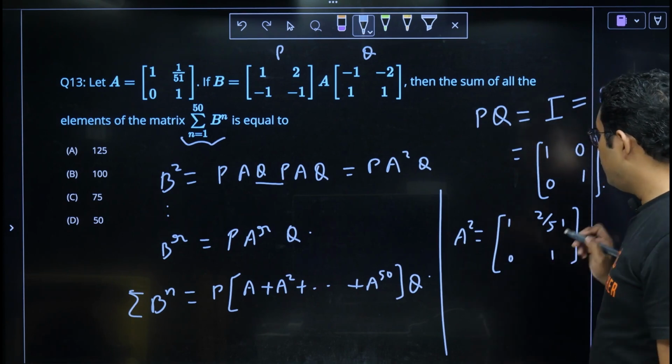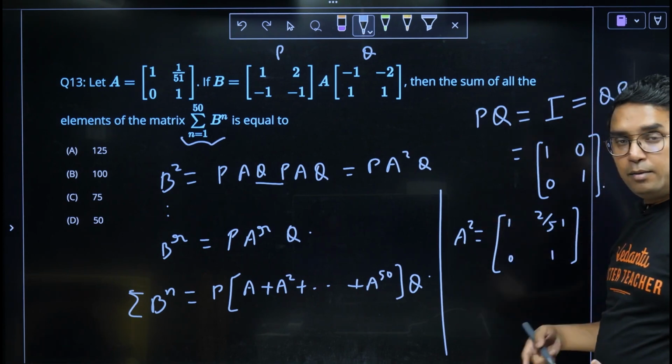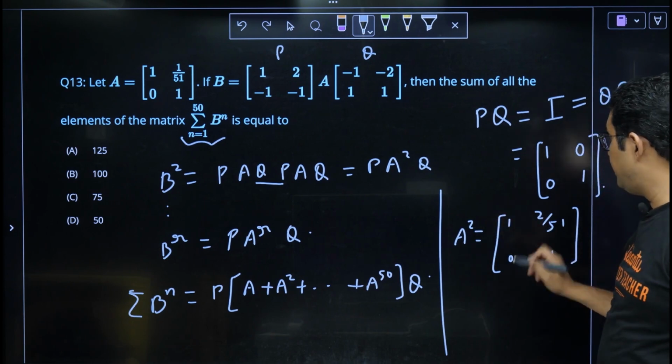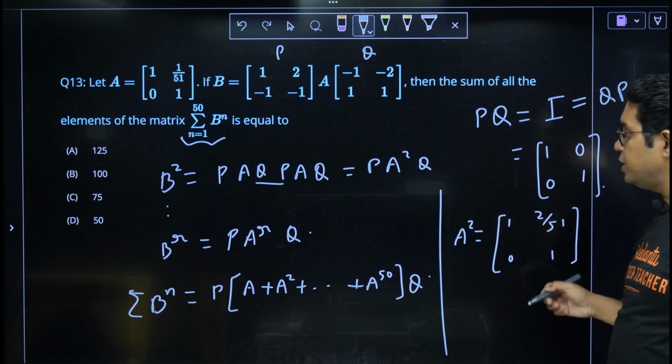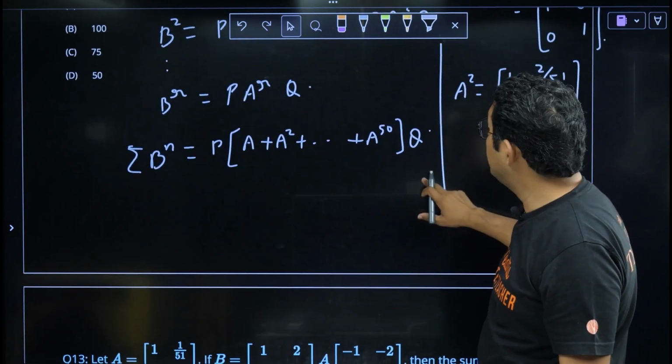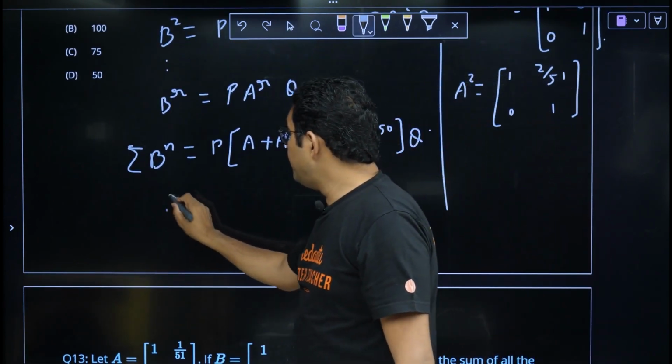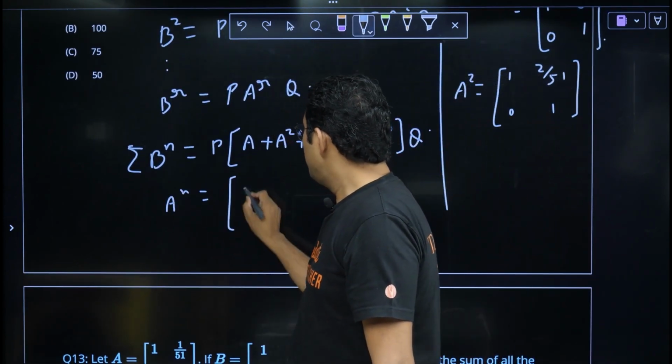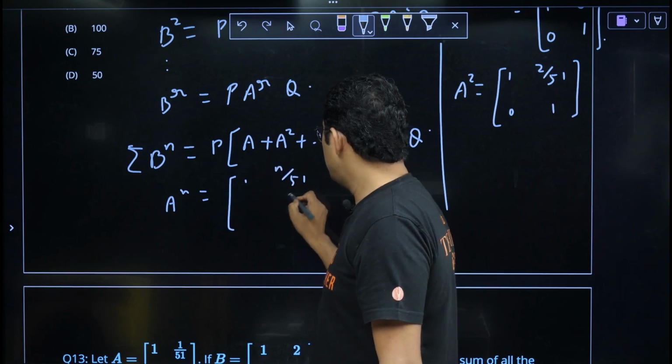Okay, and you can check that for every power of A, like A power 3, A power 4, you will find this element getting changed, others will not change. So we will be getting here, let me do this calculation here, that A power n is actually equal to 1, n upon 51, 0 and 1.